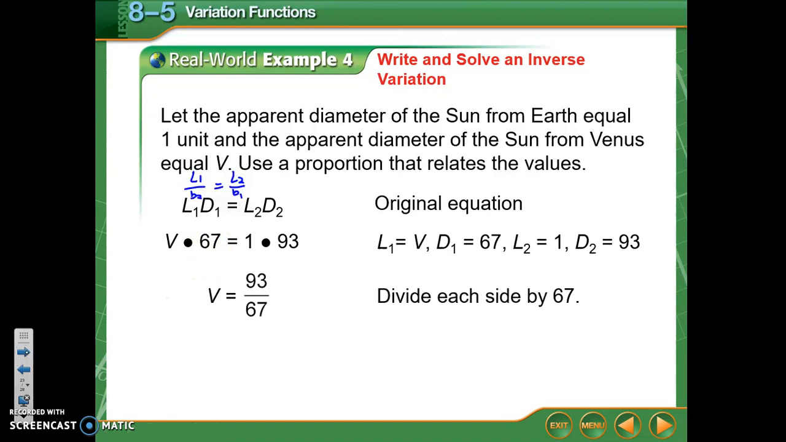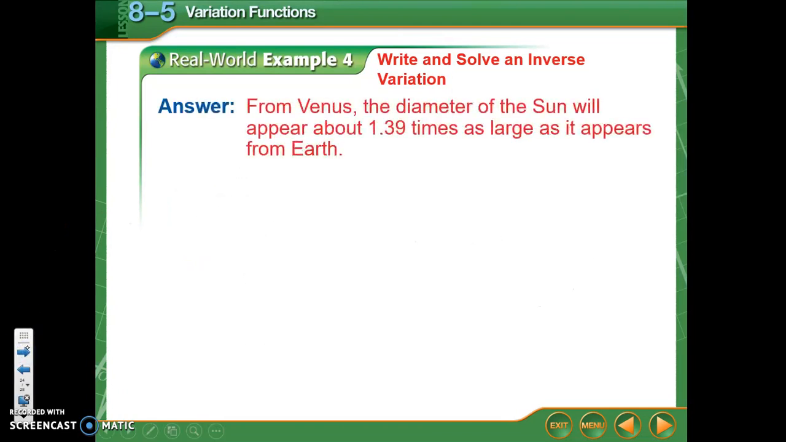Same with the 93. And then I divide each side by 67 and I say that's about 1.39 since we're looking to talk about how much bigger or how much larger the diameter of the sun would appear on Venus than on Earth. And that means about 1.39 times as large.